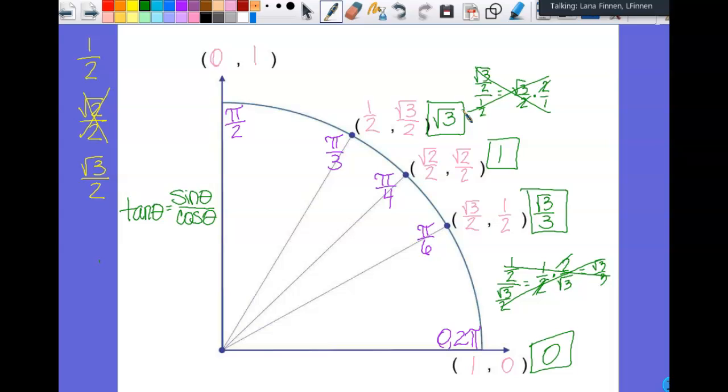Then when I get to pi halves, I'm going to put 1 over 0. What does that give me? It's not 0. Undefined. You cannot divide by 0. It's undefined. So at pi halves, the tangent function is not defined.